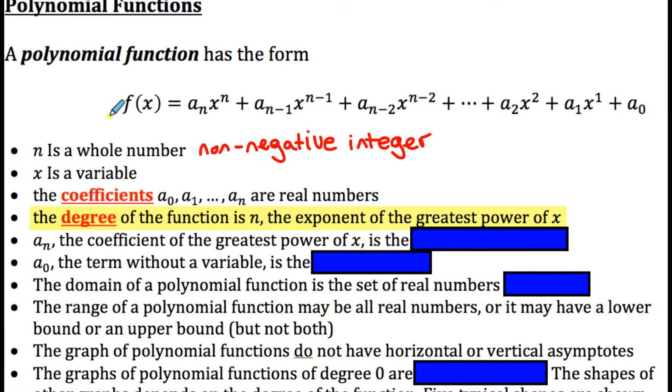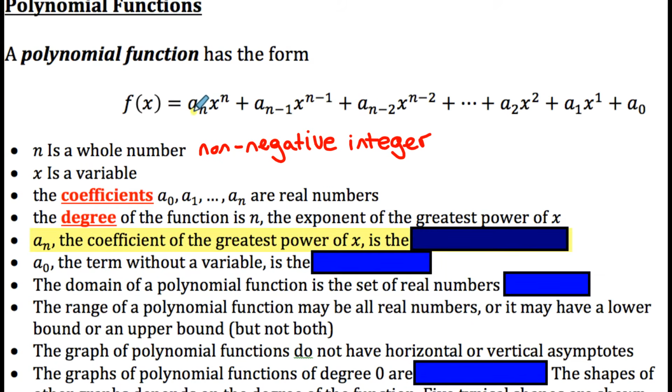And notice the terms, so the terms are separated by these plus signs, or they could be minus signs, but the terms are written in proper order. They're written in descending order of degree. So you should see the highest degree term first. So let's say this was a 5, the next term would be a 4, then a 3, and so on. You may be missing some terms, but it has to be in proper order.